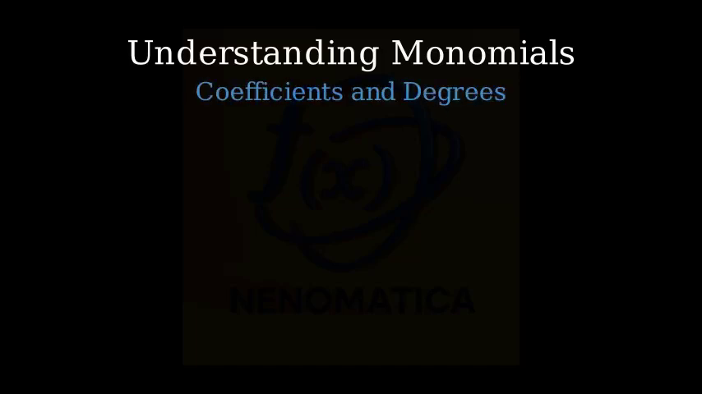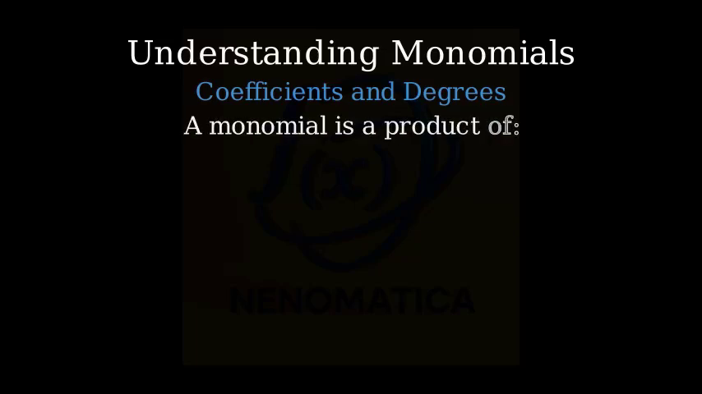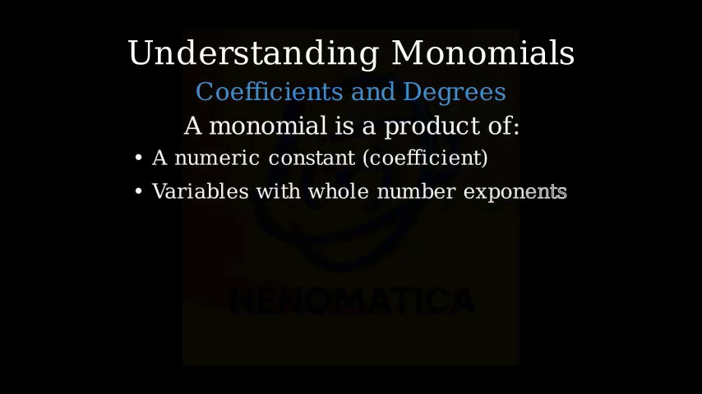Let's start with the basics. A monomial is an algebraic expression that consists of a number multiplied by variables raised to non-negative integer powers. For example, terms like 5x cubed y squared, negative 2a to the fourth power b, and 7z are all monomials.